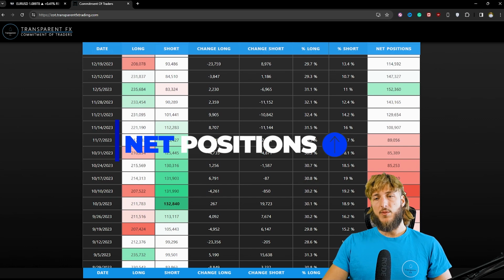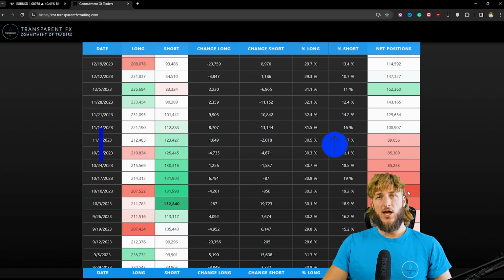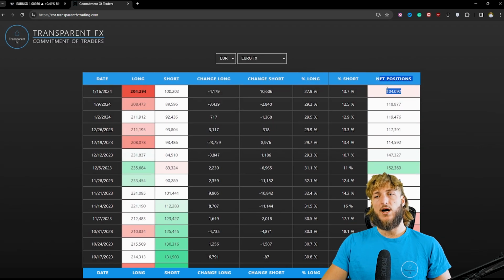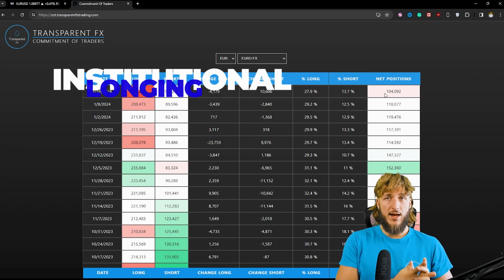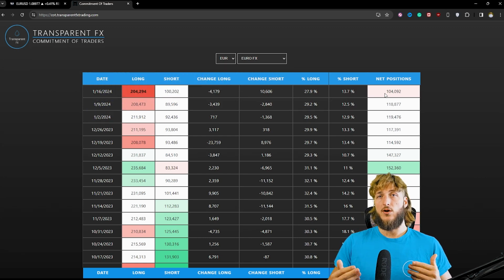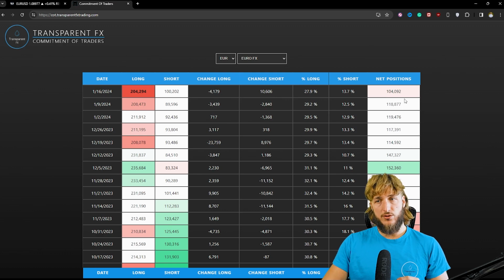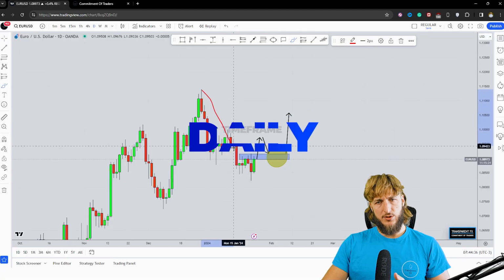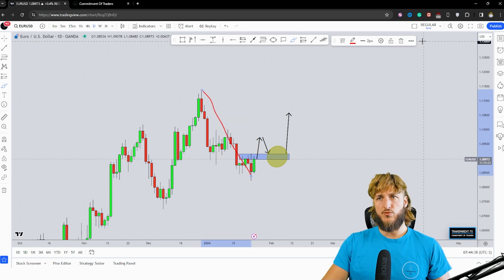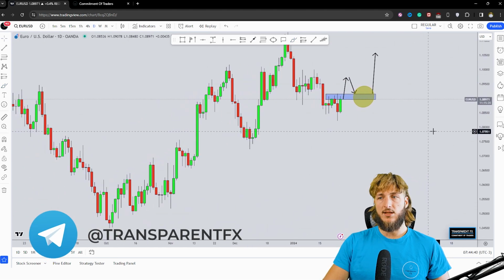We went, in fact, from having 75.5k net positions all the way up to having 104k net positions. So in the long run, institutions have been increasing their net positions, therefore moving back to the bullish side of the euro, even though in the short term we are seeing a decrease of the net positions from 152k to 104k. So in the short term we are seeing a decrease of the net positions, and in fact also the price action has been quite bearish lately.